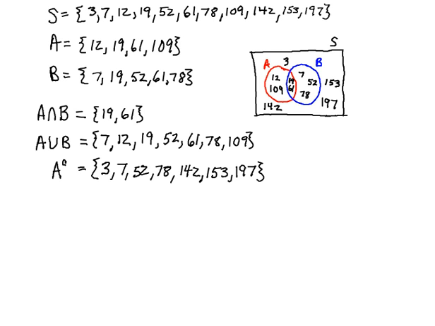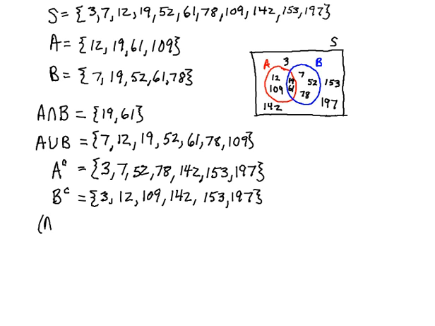B complement would be the set of values 3, 12, 109, 142, 153, and 197. So these are all the values outside of B, but still within the sample space.